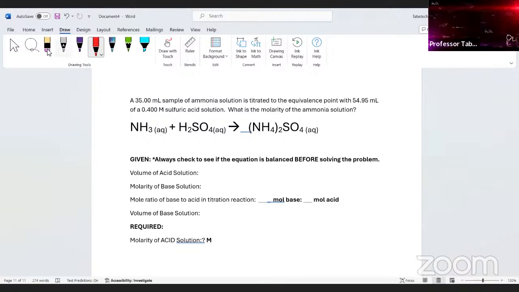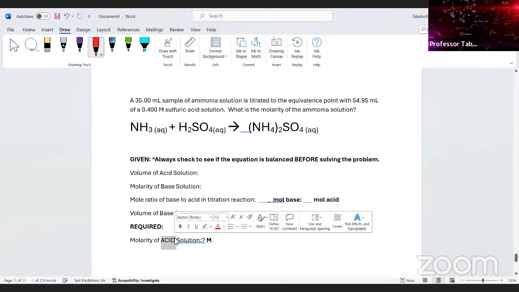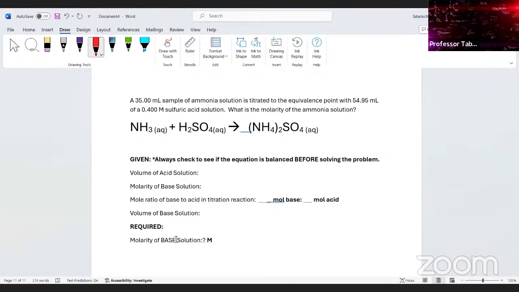Okay, so again, let me make sure I have put in the right stuff here, because I just copied and pasted so that I wouldn't have to write everything out. But let me make sure I got everything I need right here. Let's see, the volume of the, okay, right here.